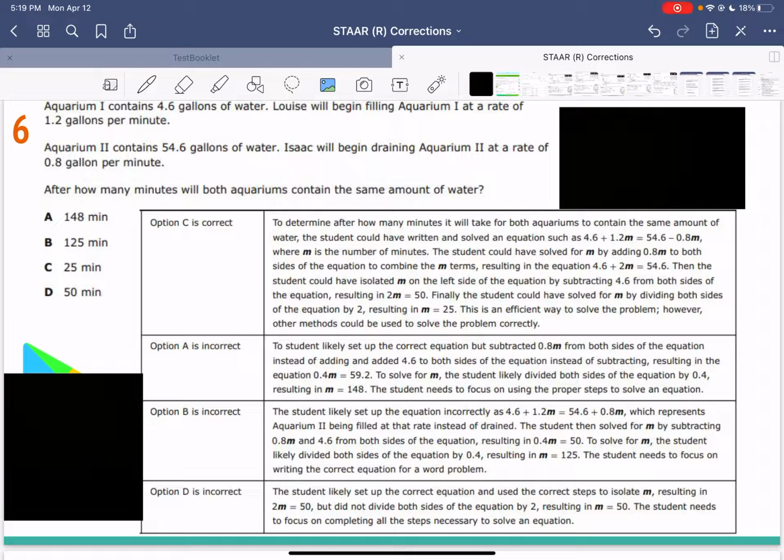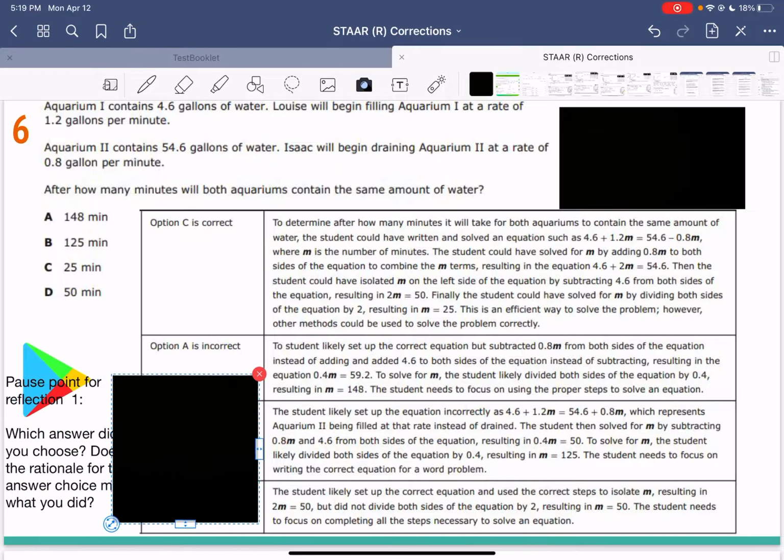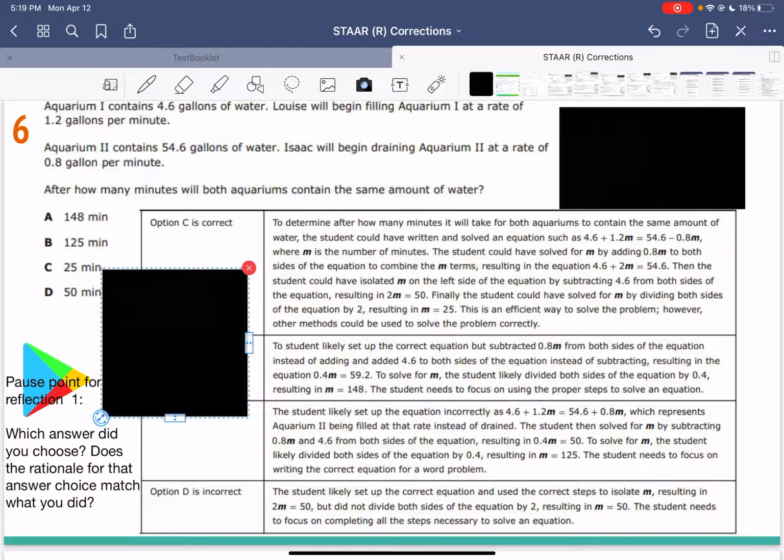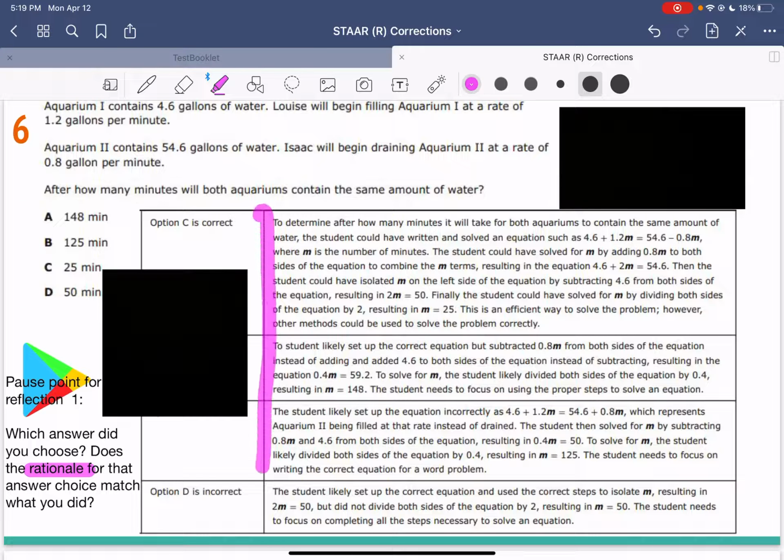So, what I would like you to first do, we're going to have a pause point right here for reflection 1, and it is going to be over here. So, which answer did you choose? Does the rationale off to the side, the rationale right here, that's this stuff over here, from the answer you chose match what you did?